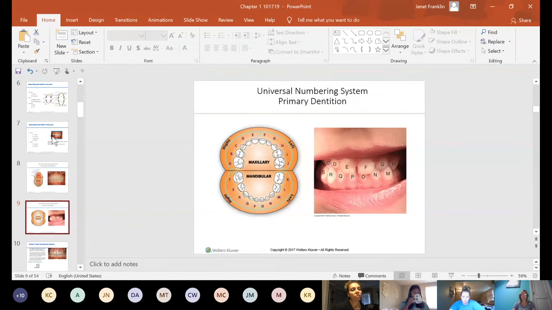So tooth A would fall out and become tooth number 4, and tooth B would fall out and become number 5. And then right behind that, where those molars stop, is where those permanent molars are going to come in. And as you know, a 6-year-old would have 24 teeth in their mouth, not 20, because they've picked up the 4 molars.